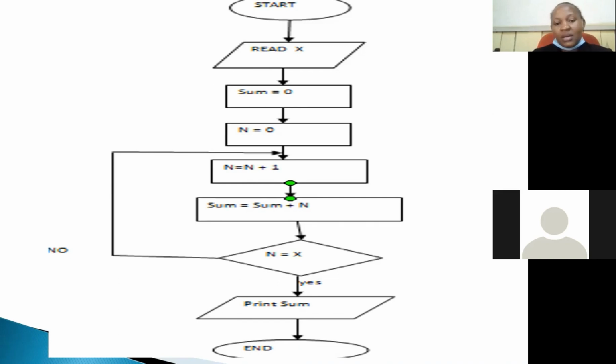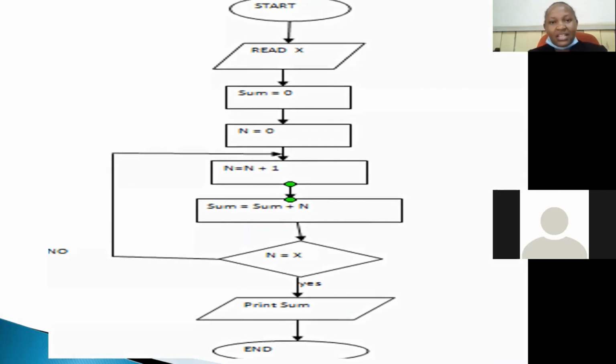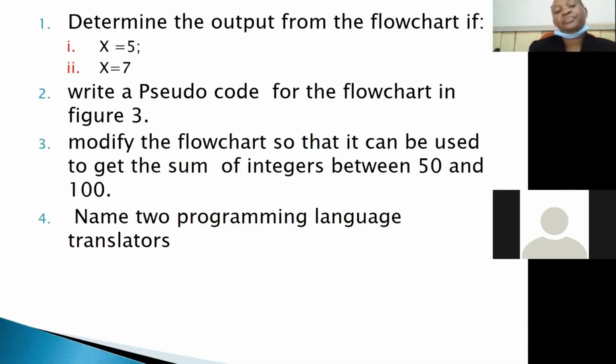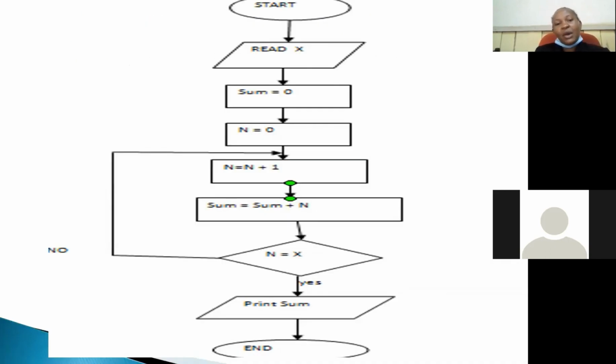It continues to loop, executing n equals n plus 1 and sum equals sum plus n until the value of n is equal to the value of x. Then some of the questions can be, for example, determine the output from the flowchart if x equals 5. When we go back to the flowchart, the value of x is read as 5, then sum is initialized to 0, n is initialized to 0, and then n is incremented by 1, sum is incremented by n, and then n equals x?